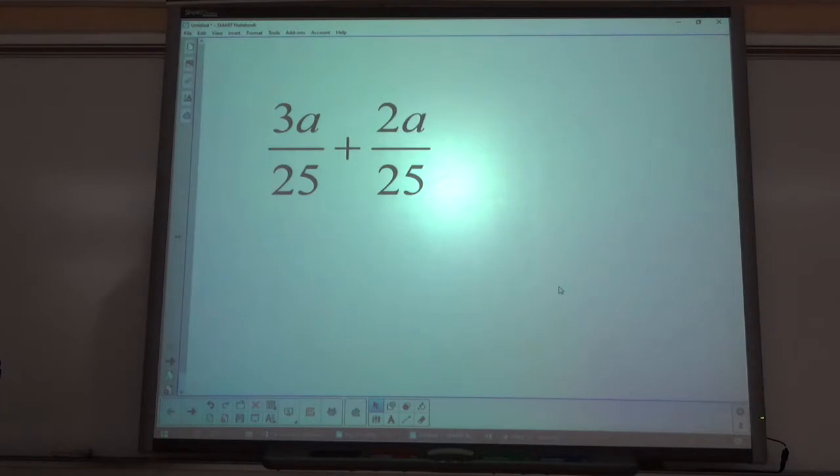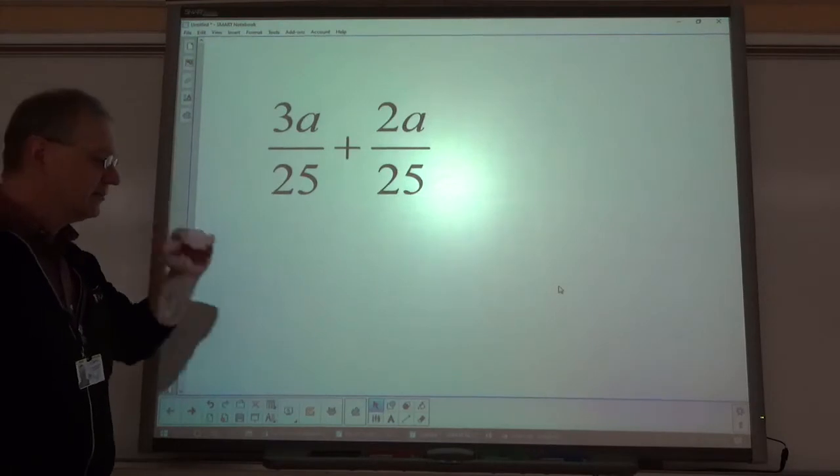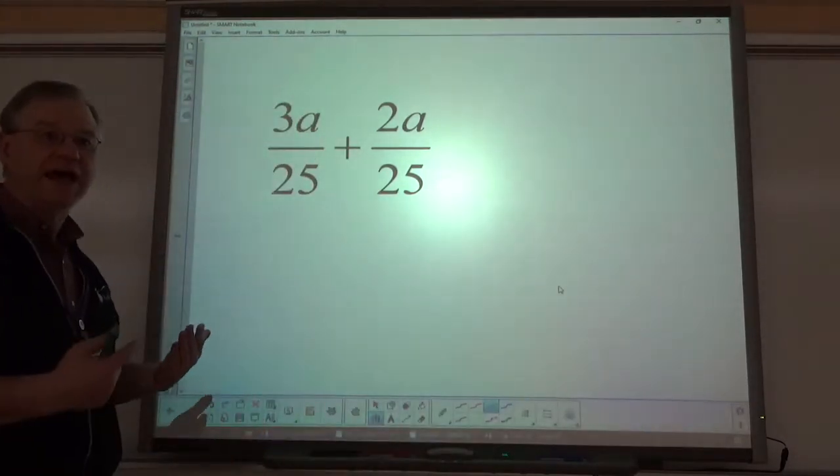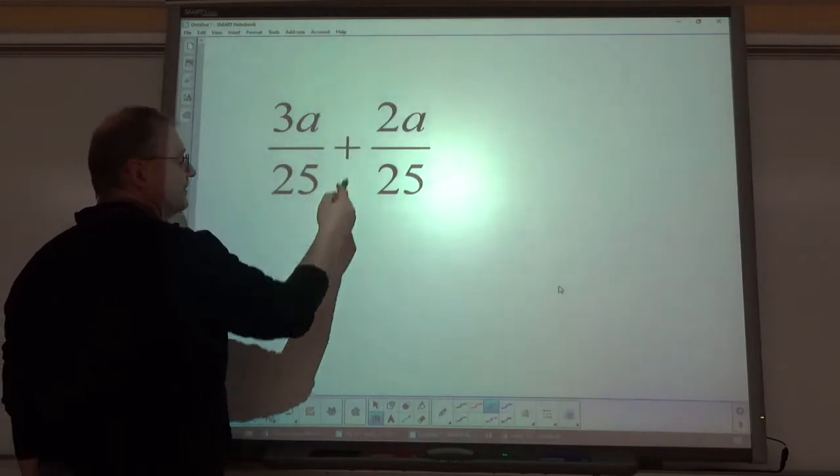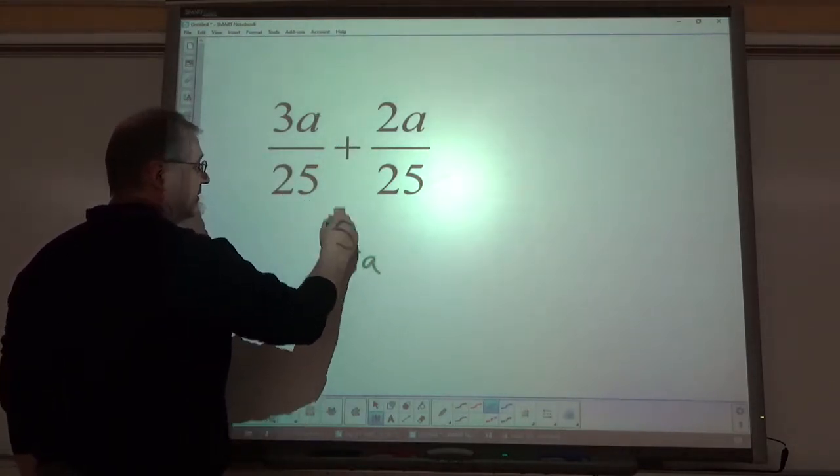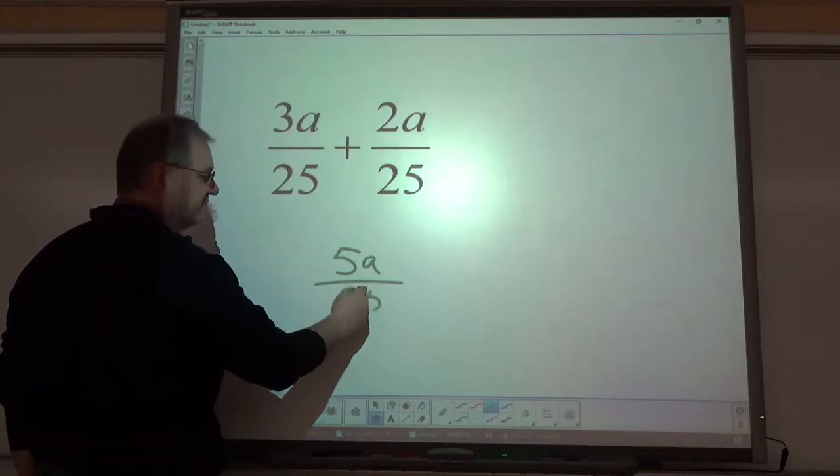We're going to work with adding and subtracting rational expressions today. So the first example is here. I know that with regular fractions, without variables in them, you just need the denominators to be the same. Well, this is the same idea. The denominators are the same here, so we can go ahead and just add the numerators. 3a and 2a make 5a, over 25.